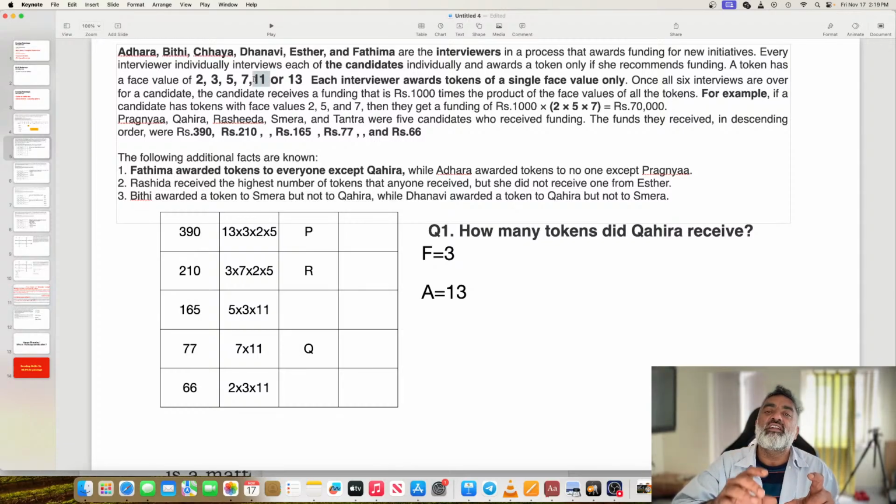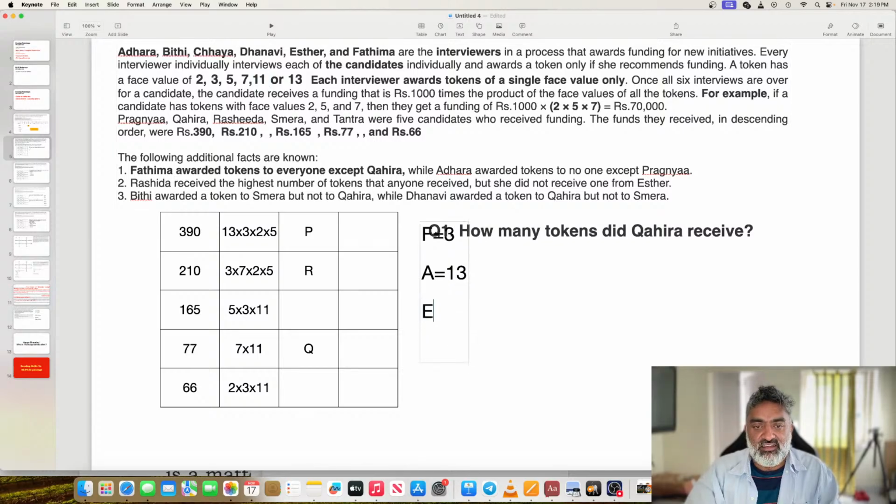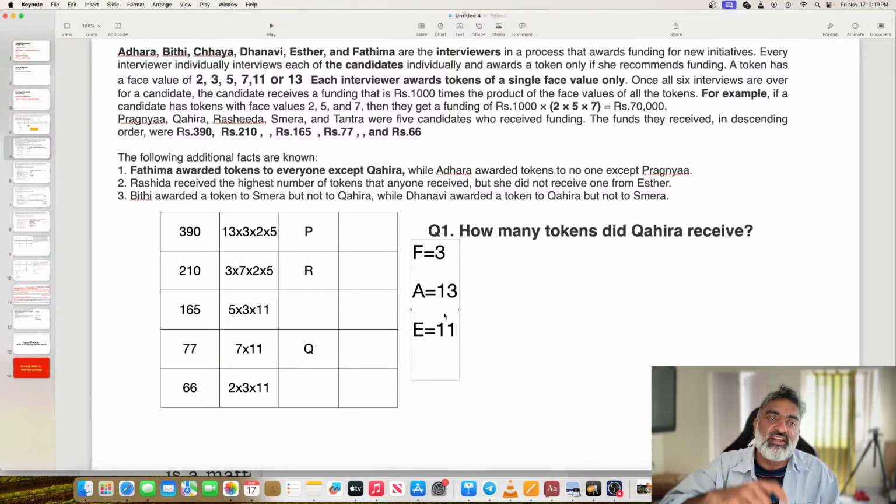Now, right now, I'm not even making that elaborate grid box or structure even to communicate, because this, I think, can be done orally, right, in your brain. Okay, I just look at the numbers, I say, okay, 3, 7, 2, 5 is gone. So is 13. So that means out of these numbers, only 11 is left. So that tells me that Esther is going to be 11. The token's face value for Esther is 11.